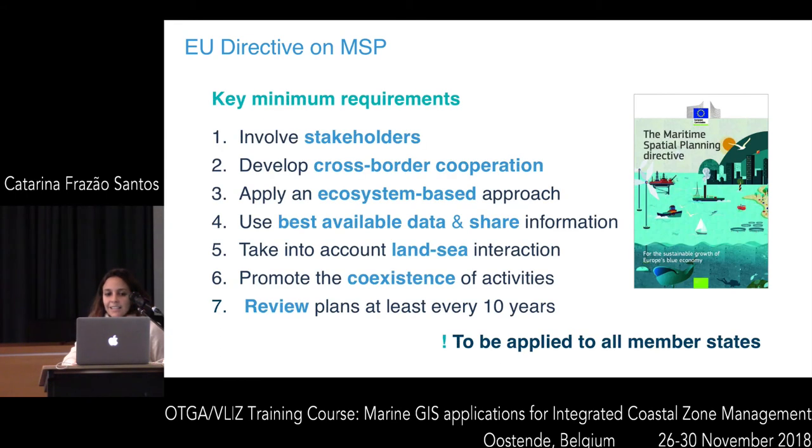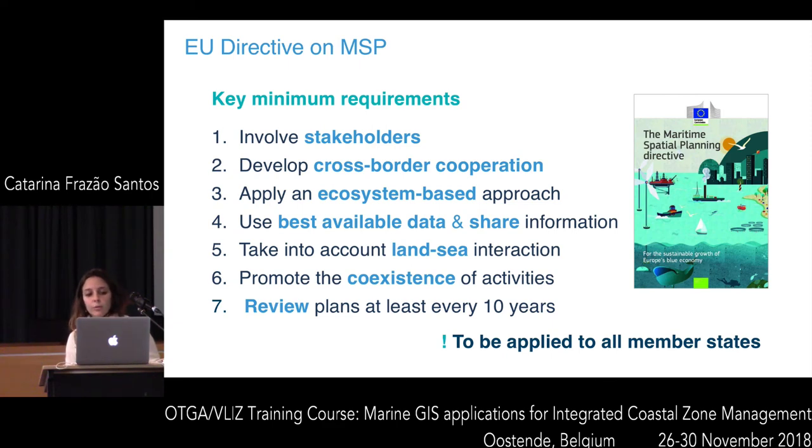Let's see. And these are the key minimum requirements that the directive establishes that should be applied in every country and that should be transposed to the national legislation of all member states, all these 23 member states. And these requirements are about involving stakeholders, as we've seen, developing cross-border cooperation, because of the shared seas, applying an ecosystem-based approach, that is an approach that looks at the ecosystem as an entire one and that has the specificity of including humans in the ecosystem. So humans are seen as part of the ecosystem, not as an external factor.